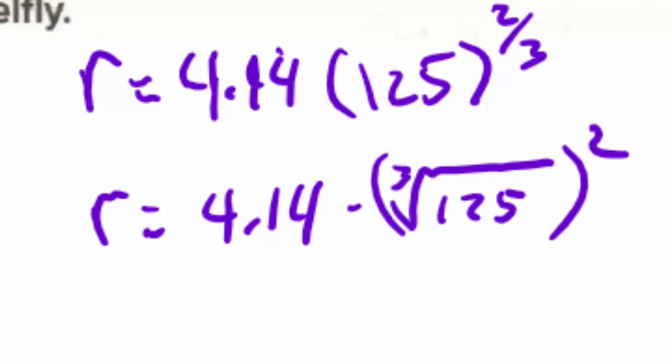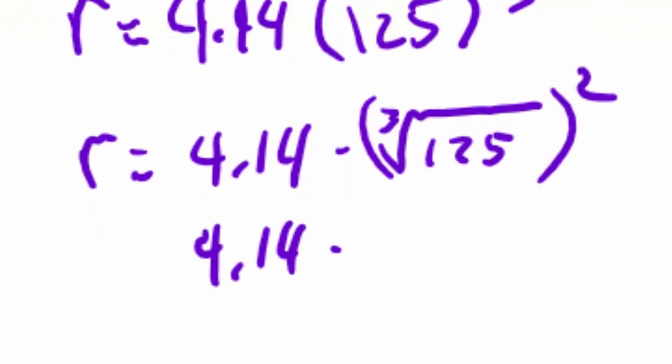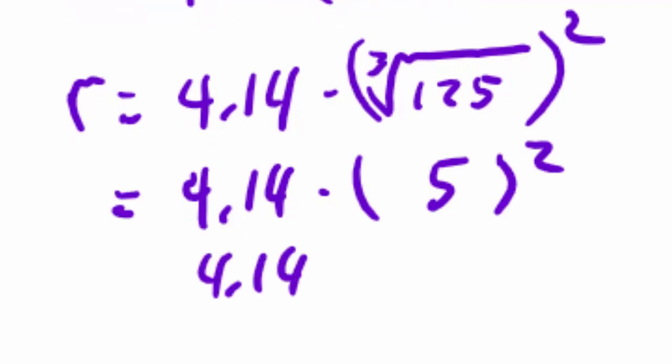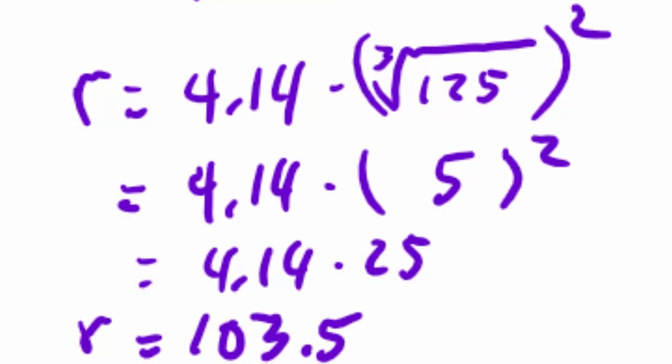So we still have to follow order of operations here. We're going to do the cube root first, 4.14 times, and the cube root of 125 is 5. And then I still have to square it. And 5 squared is going to give me 25. So I have 4.14 times 25. And I will end up with a resting metabolic rate of 103.5. And that's milliliters of oxygen per hour.